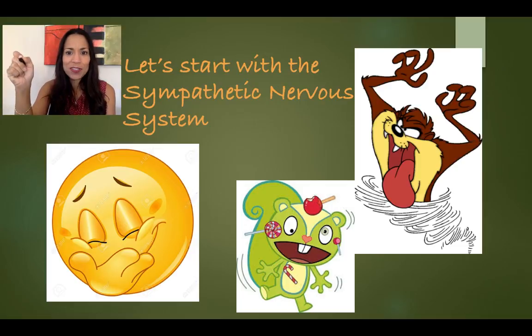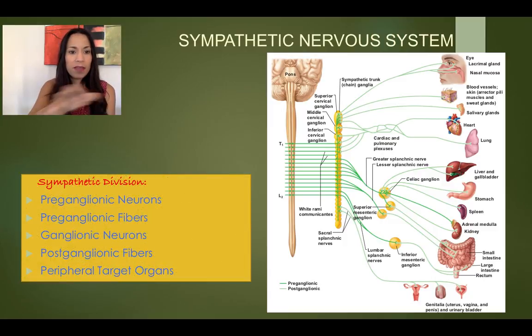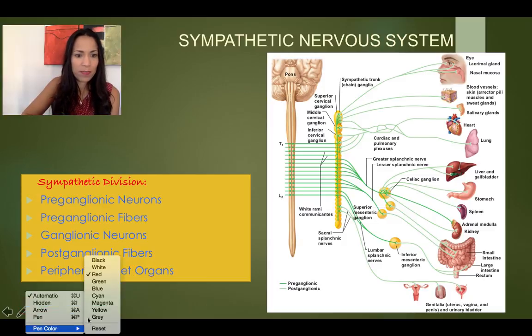Okay, let's start with my favorite, the sympathetic nervous system. Let's go cuckoo. Okay, so in the sympathetic nervous system, let's describe the structures that we said before we're going to describe.